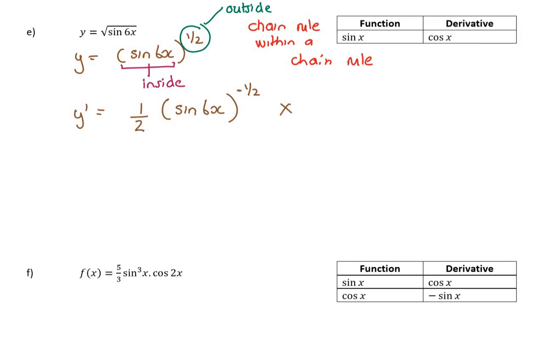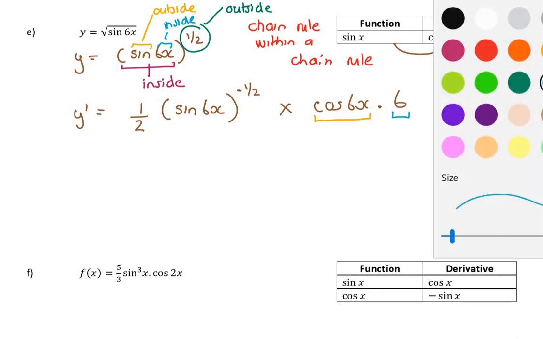Now your inside function has an outside function of sine, and then an inside of 6x. So now if I continue, the derivative of sine is cos. So this is cos 6x multiplied by the derivative of the inside, 6x differentiates to 6. So if I just color coordinate that, that is the outside function's derivative, that's the inside.